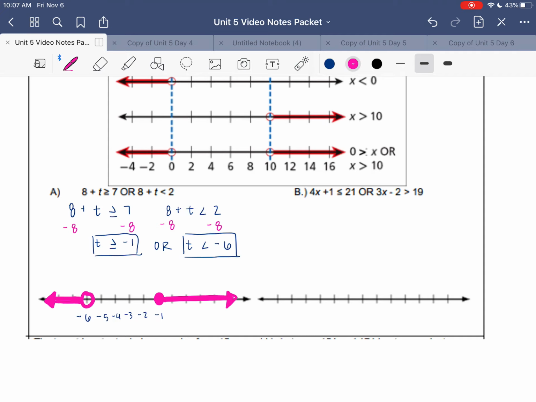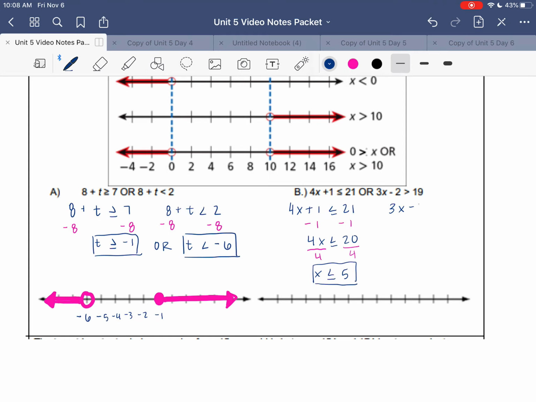All right, example B, same idea, but we've got two-step inequalities this time. So 4x plus 1 is less than or equal to 21. We would subtract 1 on both sides. We get 4x is less than or equal to 20. And then divide by 4. Got ahead of myself. Divide by 4. We get x is less than or equal to 5. So there's the first part of my union.